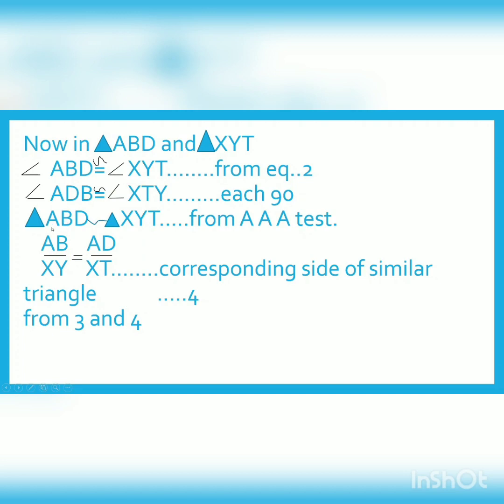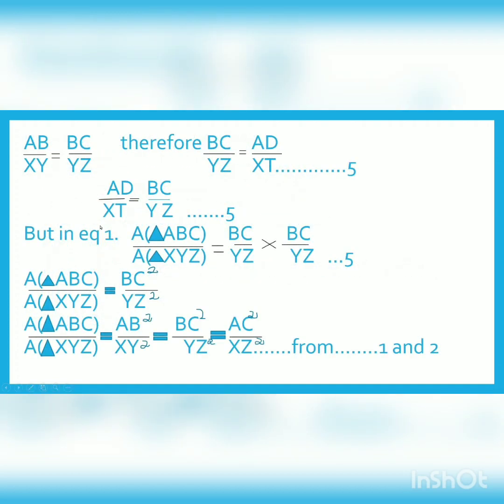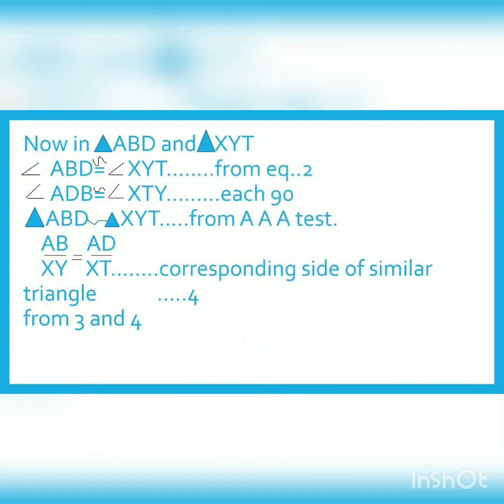If triangle ABD is similar to XYT, then the ratio of their corresponding sides is also equal. I take two ratios of corresponding sides: AB upon XY and AD upon XT. The reason is corresponding sides of similar triangles. This is our equation number 4. In equation 4 we show AB upon XY is equal to AD upon XT.